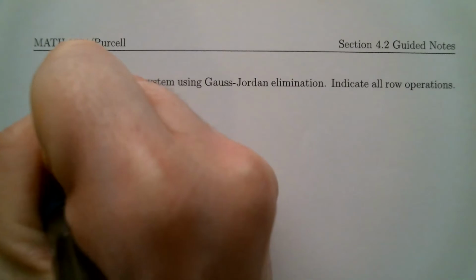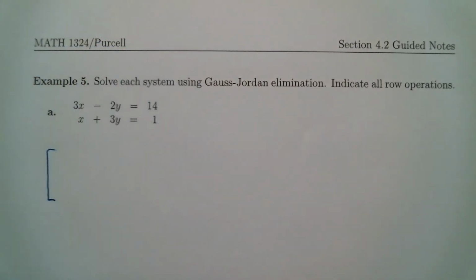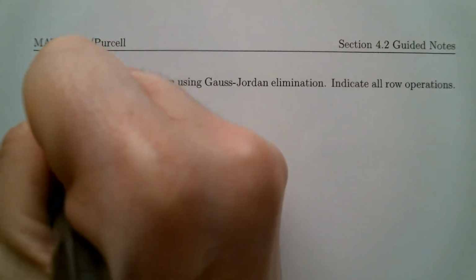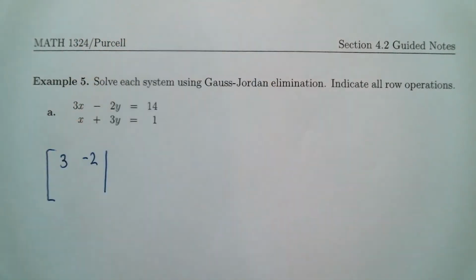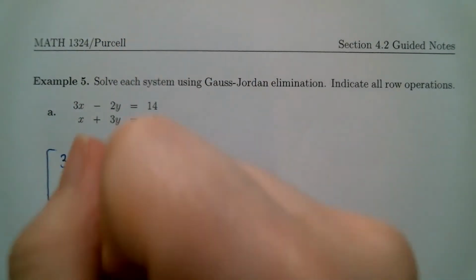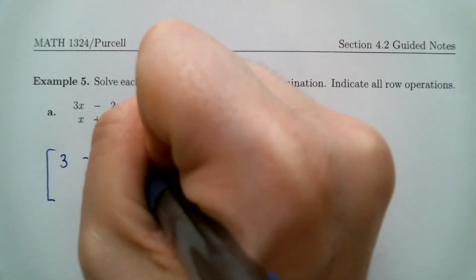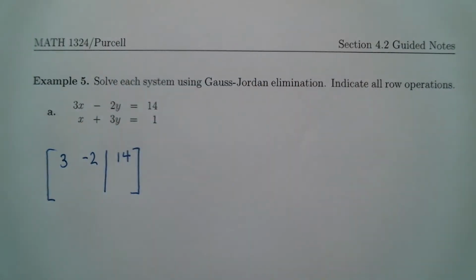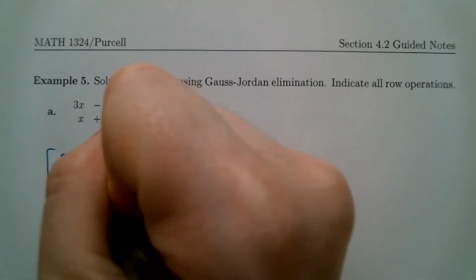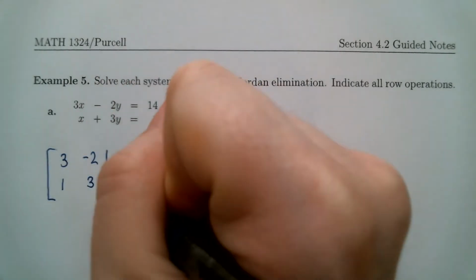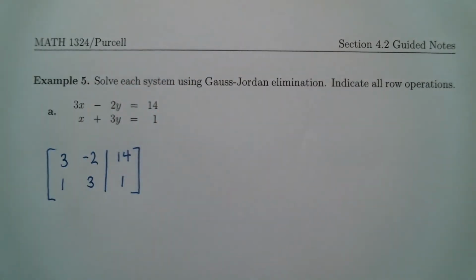Our first matrix is going to be, for the first equation, a 3 in front of x, a negative 2 in front of y, draw the vertical line for the equal sign, and then there's a 14 on the right side. So that's the first equation put into the matrix. The second equation has a 1 in front of x, a positive 3 in front of y, and a 1 on the right of the equal sign.